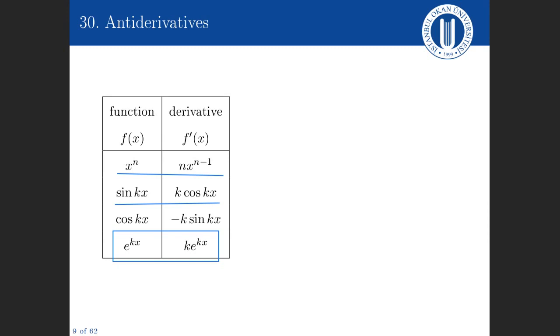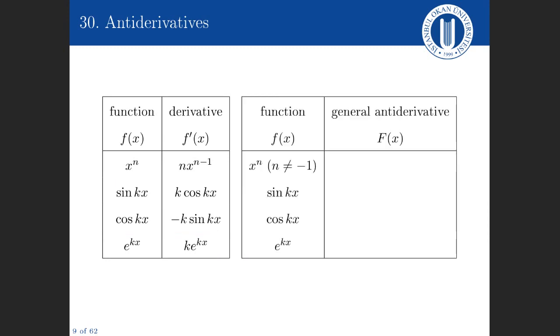Now let's look at some antiderivatives. I'm going to look at antiderivatives of x to the power n, with the extra condition here that n is not equal to minus 1, you'll see why. Sine kx, cos kx, e to the power kx again.